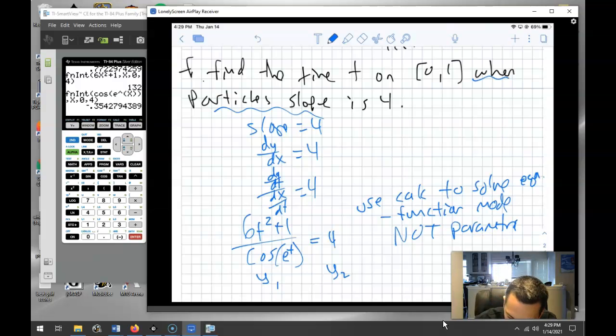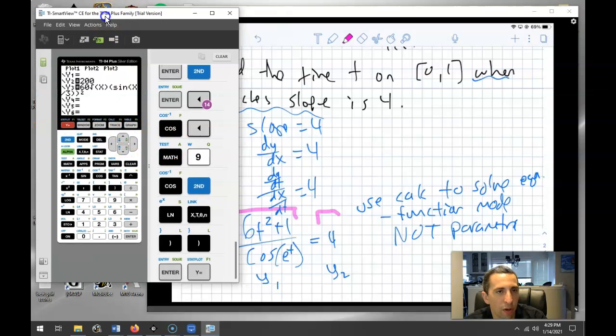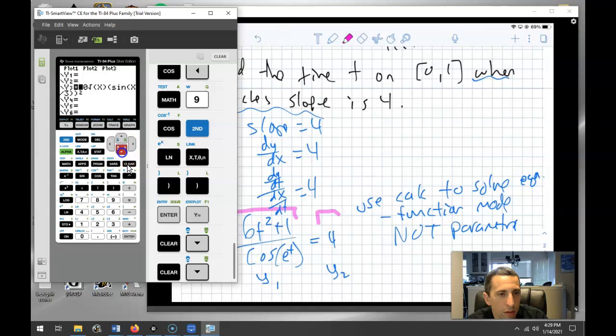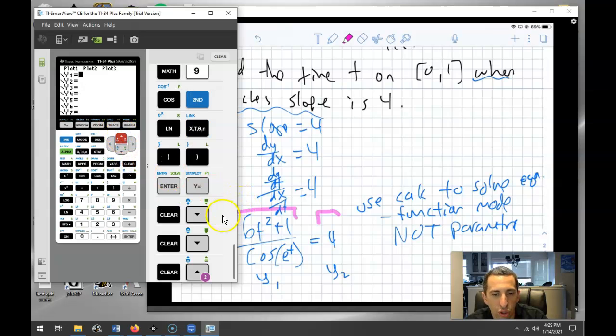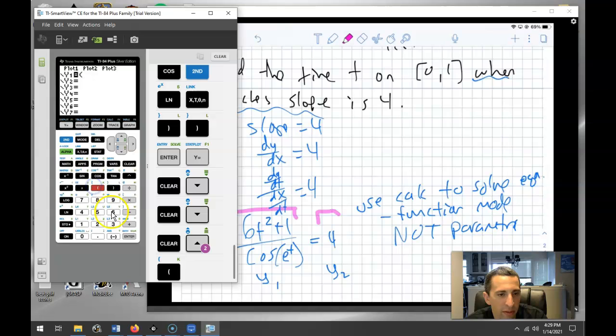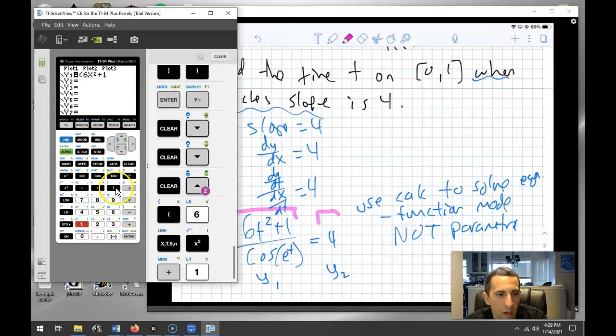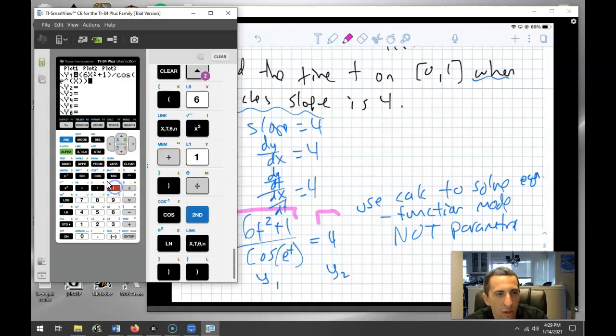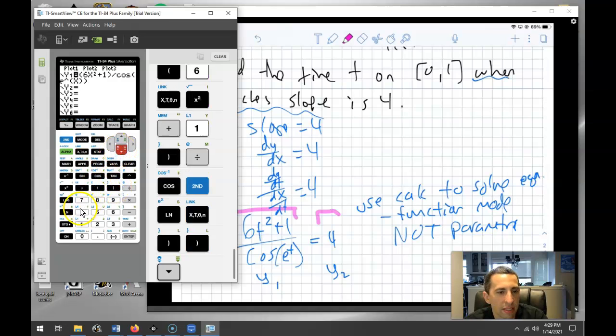So what I'm going to do, again, is I will graph both sides of this equation. I'm going to graph the first side as y1, I'm going to graph the second side as y2, and try and see where do they intersect each other. Okay, so let's do that. So I'm saying where does the slope equal 4? So I'm going to graph parentheses, 6x squared plus 1 divided by cosine of e to the power of x. Okay, close the e to the x, close cosine. Cool. And then I'm trying to see where that's equal to 4.